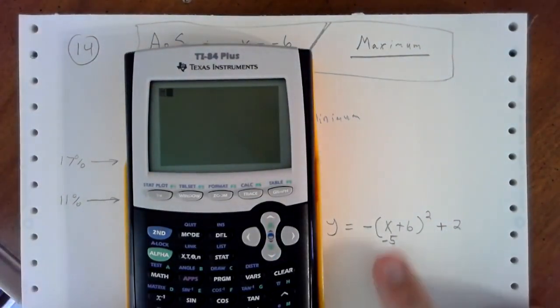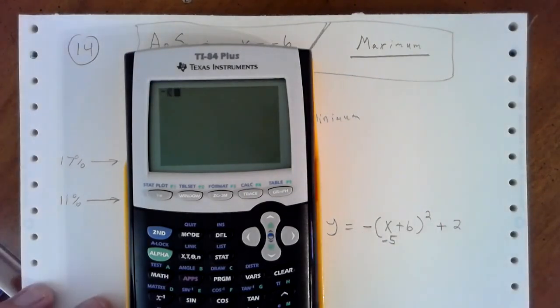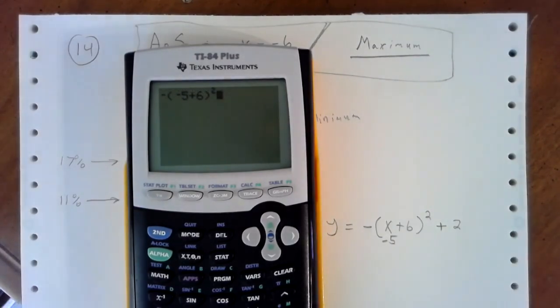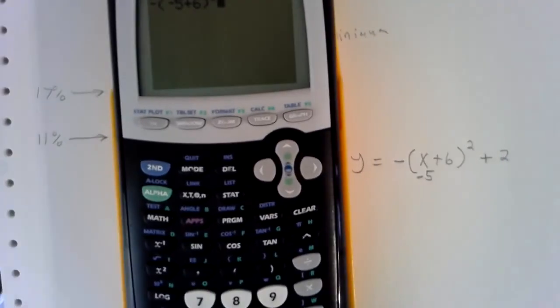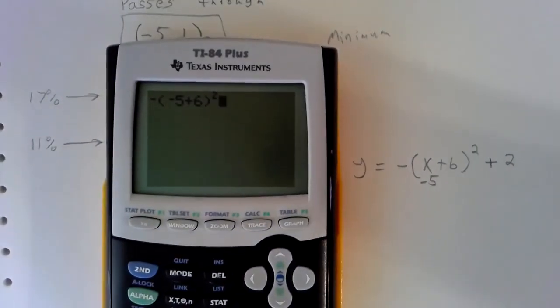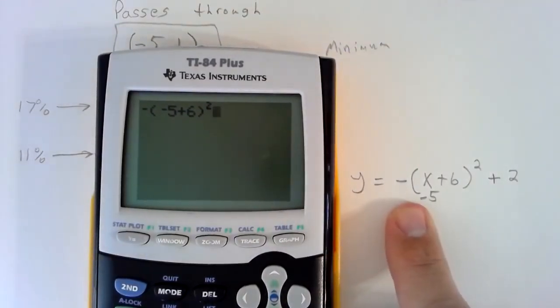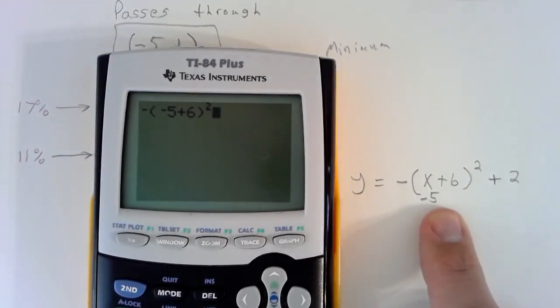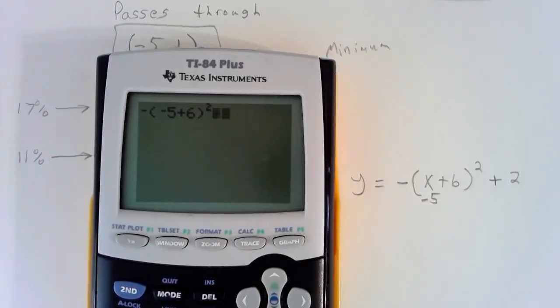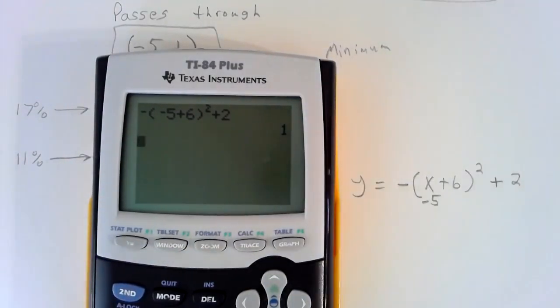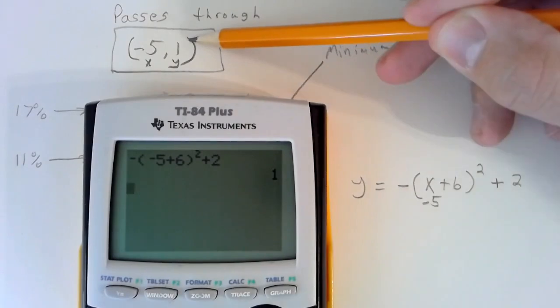Alright, so I'm going to do negative on the outside, parentheses -5 plus 6, and squared. Yeah, it's kind of hard to see that. There we go. Alright, so I have this negative on the outside, and then I'm plugging in -5 for x. Then we have this +2. Okay, and we get back +1 for our y value, and that is what we wanted to get.